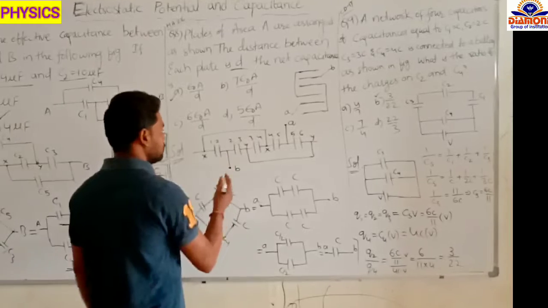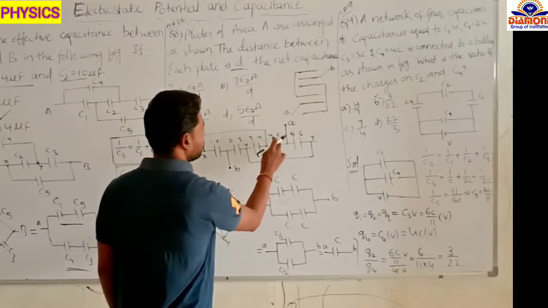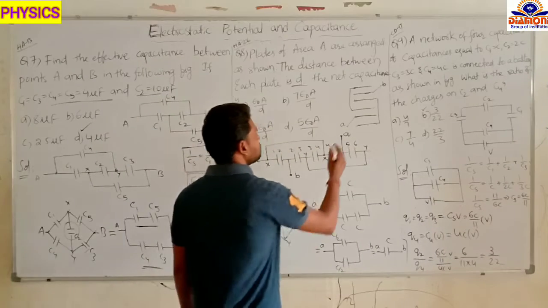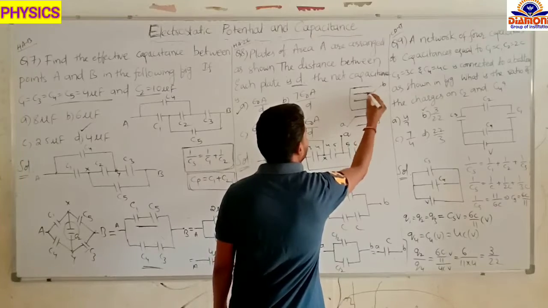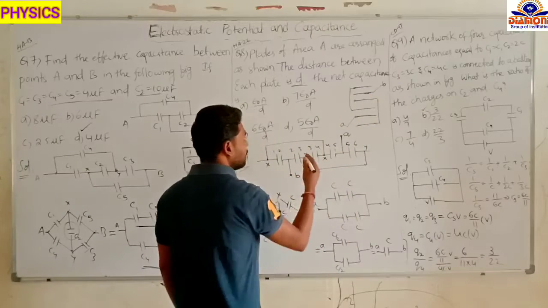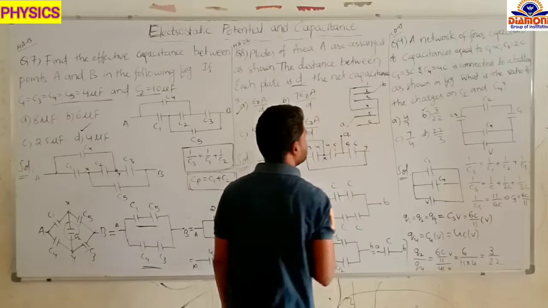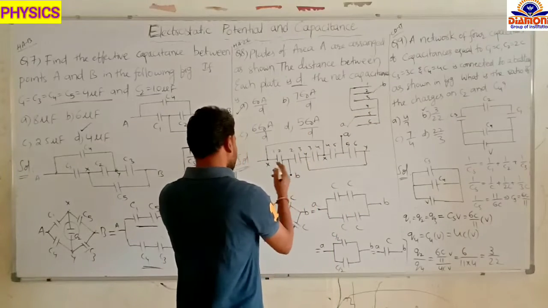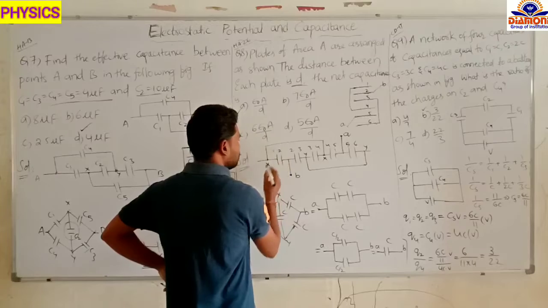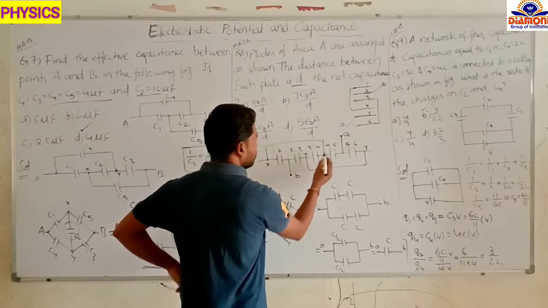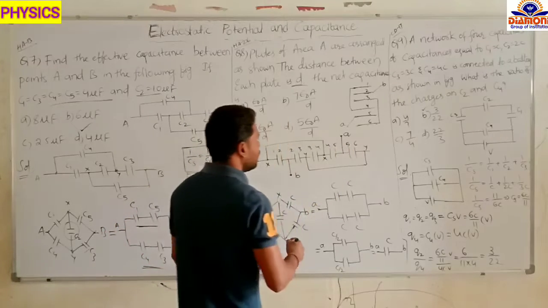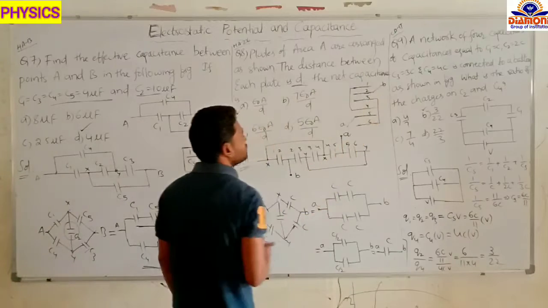I am drawing the 5 capacitors: 1, 2, 3, 4, 5 capacitors. And the next, B is at the second plate. The numbering I am giving is 1, 2, 3, 4, 5, 6. So here also I am giving the numbers 1, 2, 3, 3, 4, 4, 5, 5, 6. And the next, B is connected to the second plate.